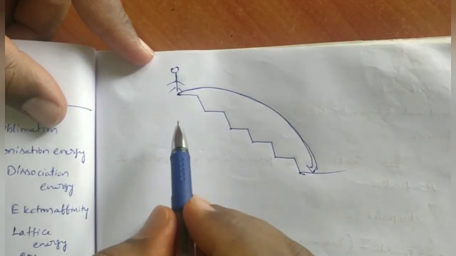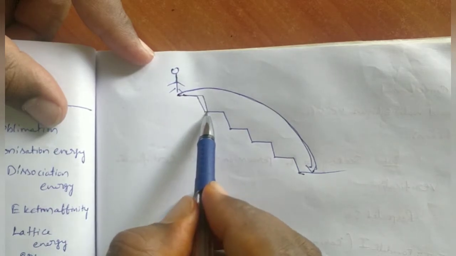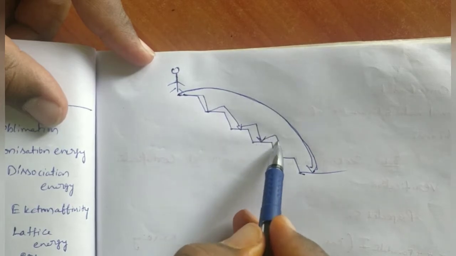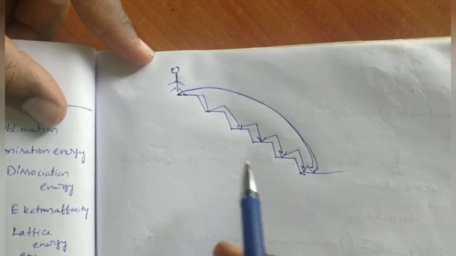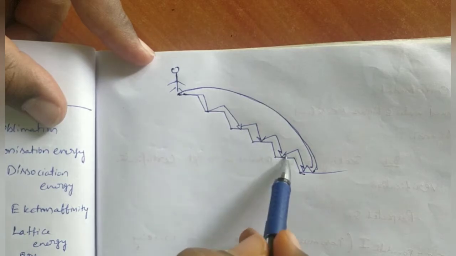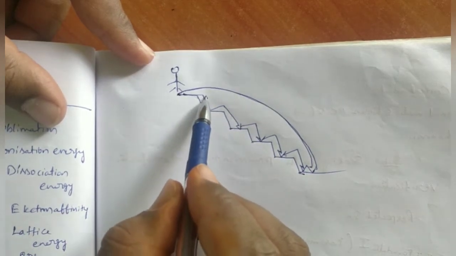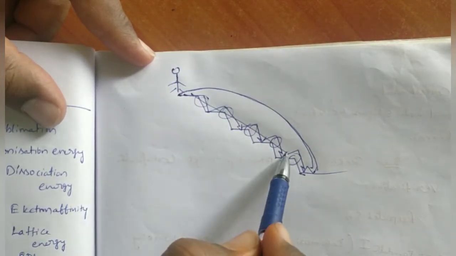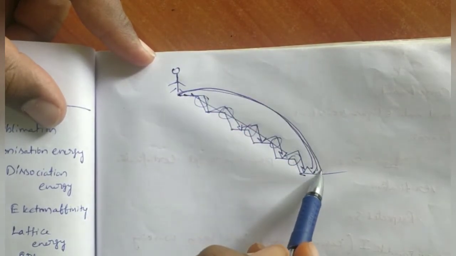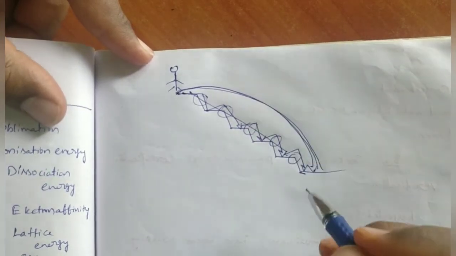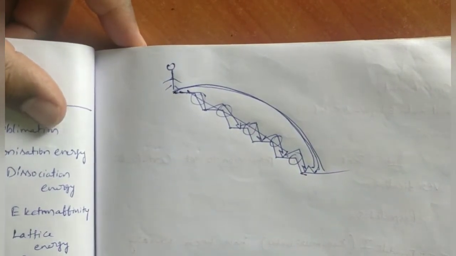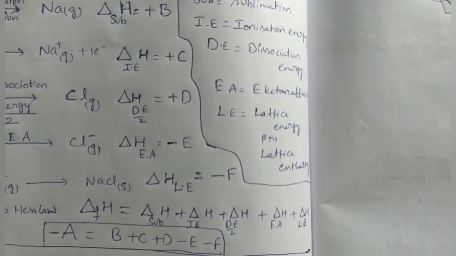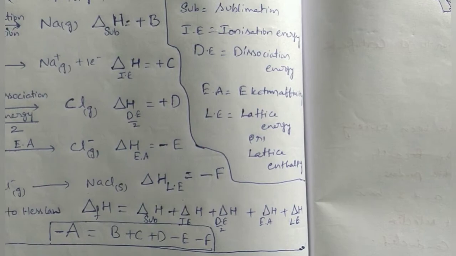Or in another way, he can come to the first step, after that the second step, after that the third step, fourth, finally to the ground floor. In multiple steps also he can come. For multiple steps, first energy, second energy, third energy, fourth energy, fifth energy, if you add them, that is equal to the energy involved in one step. That is the meaning of this Hess law. Is it okay, ma? And this is the explanation for that Hess law.